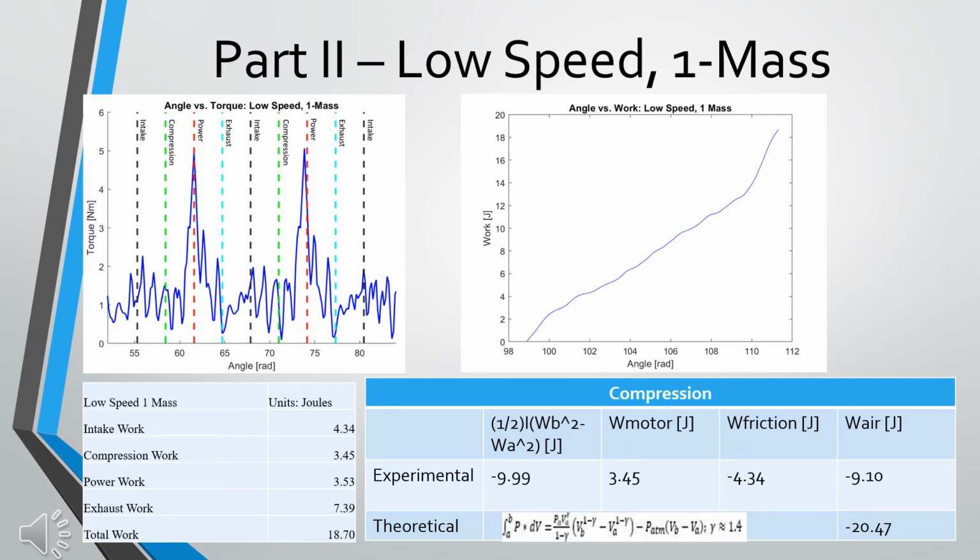For the low-speed, one-mass system, the total motor work for one cycle was slightly larger than its low-speed, four-mass counterpart. Additionally, an abnormally large exhaust work was reported. As in the previous cases, our experimental work due to error was slightly less than half the theoretical value.